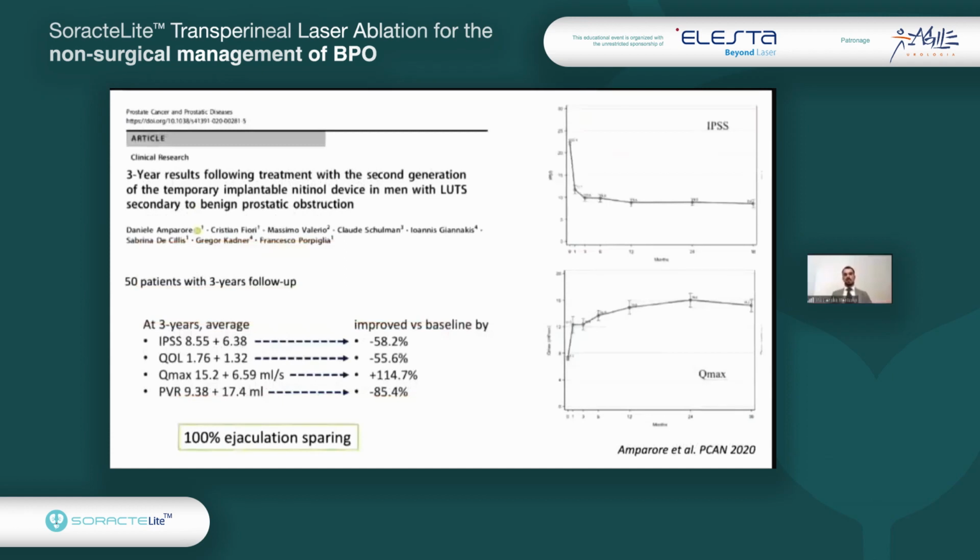This is a study reporting the 3-year results of the second generation, and you see that the results are confirmed. So there is a 100% improvement of Qmax, going from 7.8 to 15 milliliters per second, and a reduction of around 50% in the patient-reported outcomes. And again, the authors underline that there is a 100% ejaculation sparing reached.